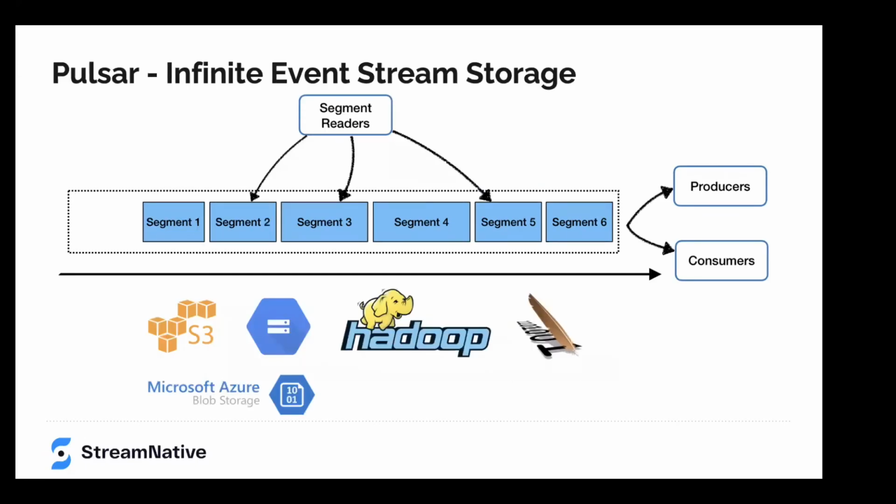Yeah, so this example illustrates that the producers and consumers are appending or consuming data from the latest segment, which is segment 6, and there will be segment readers for others to consume historical data from existing segments.